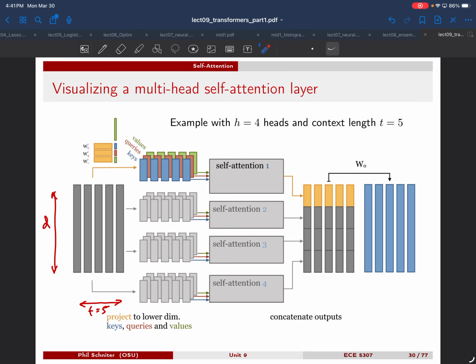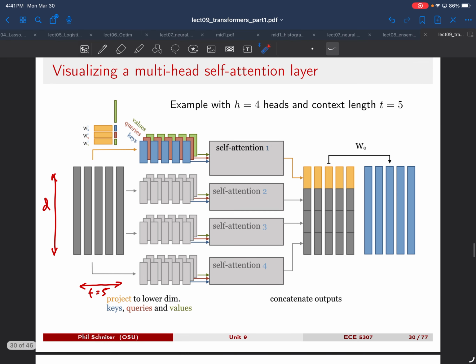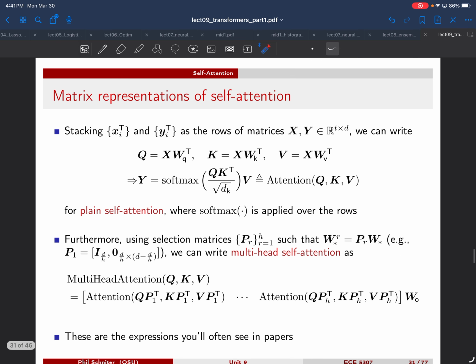Okay, is it making sense? All right. Okay, so when you look at papers, you'll see that often things are described with matrices.